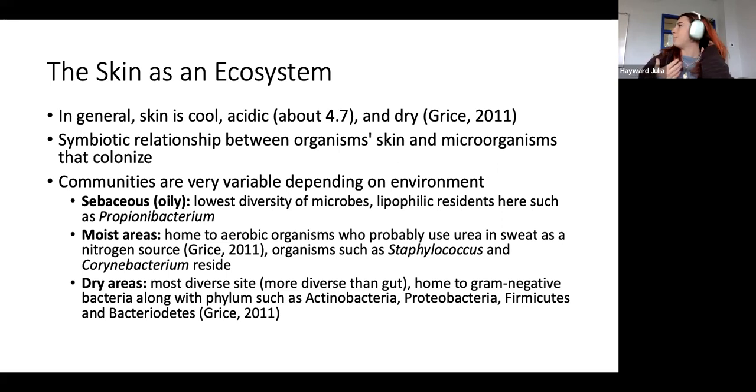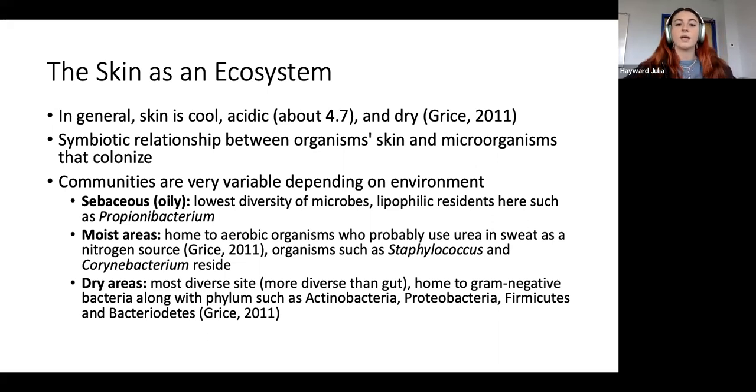I believe the back of your neck would be a very oily area, just because of the fallout from your natural hair oils. But then we go into moist areas, which are home to the aerobic organisms, who I said previously probably use the urea and sweat as a nitrogen source. These are organisms such as Staphylococcus and Corynebacteria.